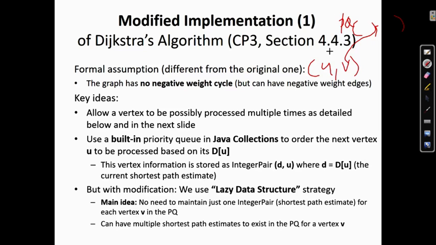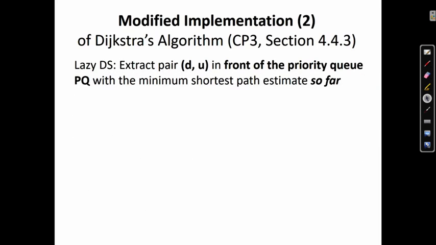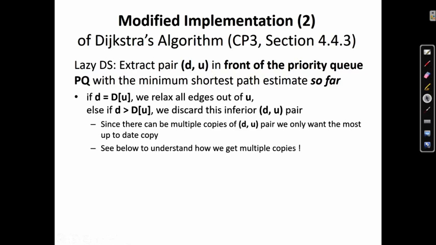Because of this particular modification, we can have multiple shortest path estimates inside our priority queue related to a single vertex. Now there's not just one copy but multiple copies, right? Then we have to be careful when we dequeue an entry from the priority queue, correct? So what do we do when we dequeue, or extract a pair from the front of the priority queue? You extract a pair D, U. We need to add one condition. We need to check this.